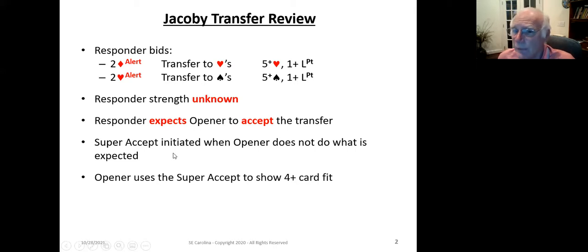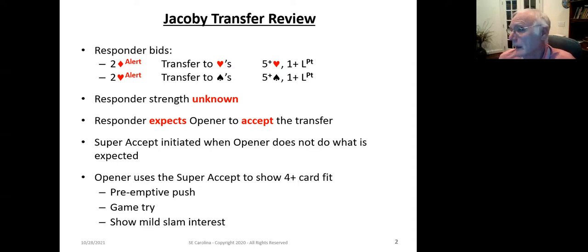All right. So there's really 3 reasons why the opener might use this convention. One is to do a preemptive push of the transfer. This is so that they can prevent the opponents from entering the auction, especially if the responder has a weak hand. That could also be to initiate a game try, to say, hey, partner, I've got a good bid for you. I've got so many points. Can you bid game? And also to show that the opener has mild slam interest if the responder has the appropriate cards and strength. Those are 3 different aspects of why the super accept convention came to be.